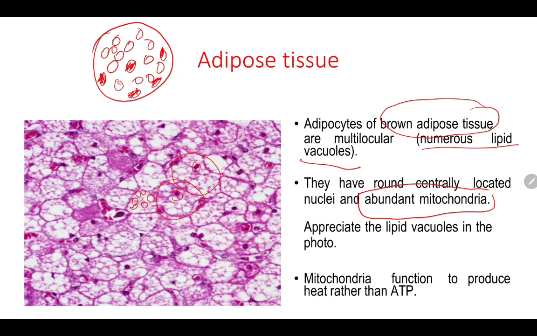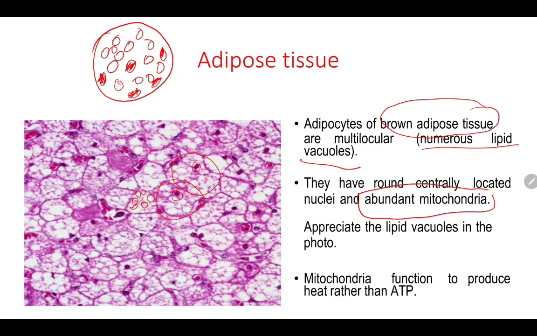Same thing with the white adipose tissue. If the body needs the lipid, kasi nag-undergo na tayo ng ketosis, the lipid will be distributed throughout the body through the blood vessels present sa white adipose tissue. Pero tandaan, mas marami ang blood vessels present sa ating brown adipose tissue.